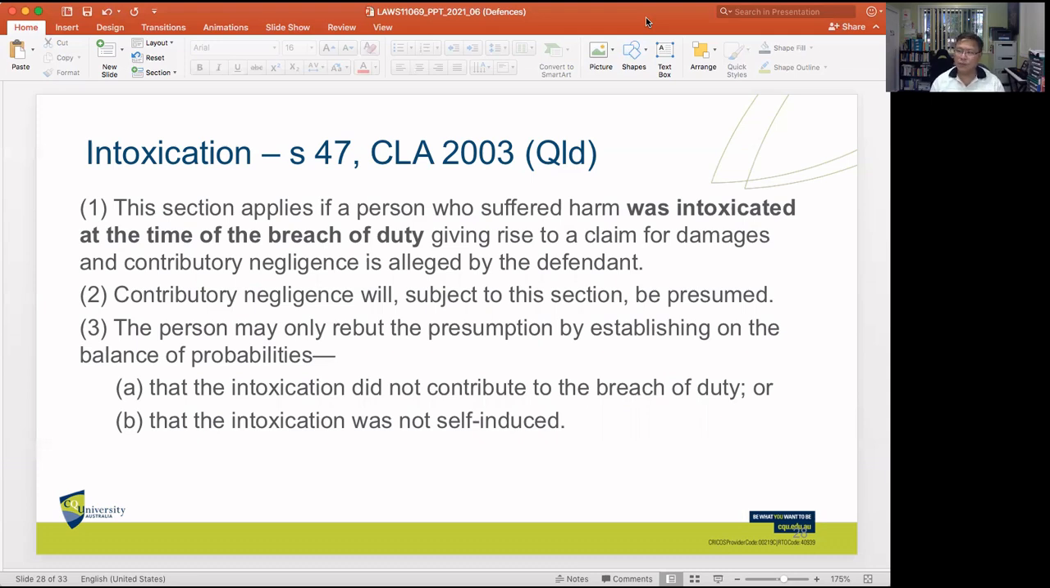So you can have a situation where you have a very sober driver who is not intoxicated, obviously, and you have a passenger who is drunk. Now, if that sober driver acts negligently and causes an accident which leads to injury to the drunk plaintiff, why would there be contributory negligence on the part of the plaintiff simply because he or she may have been drunk? So in that case, it could be clearly shown that the intoxication on the part of the plaintiff did not contribute to the breach of duty.